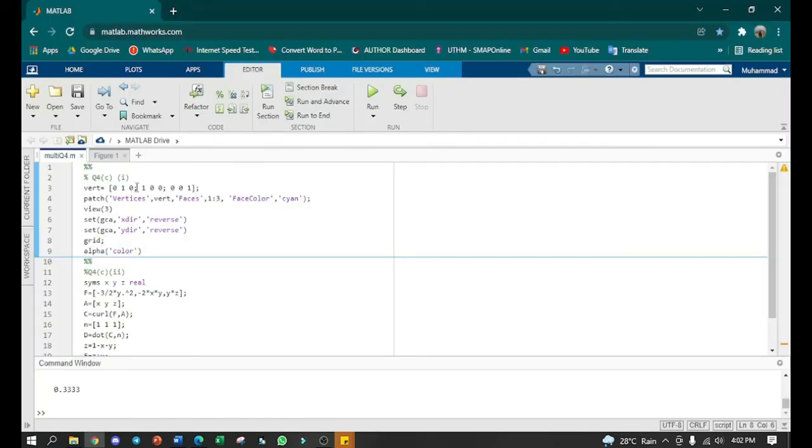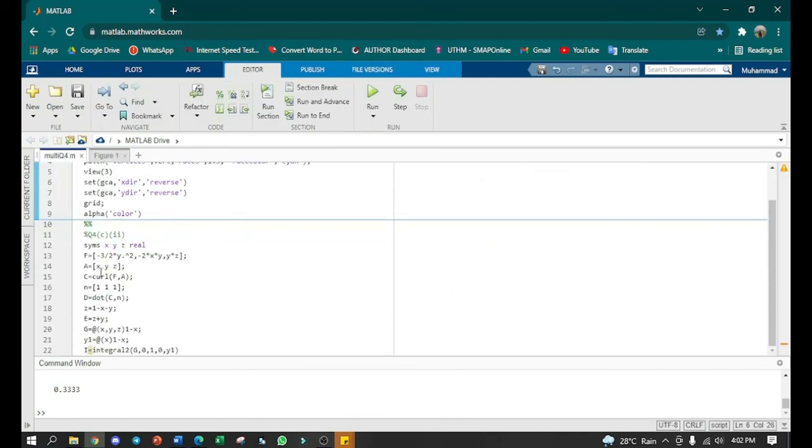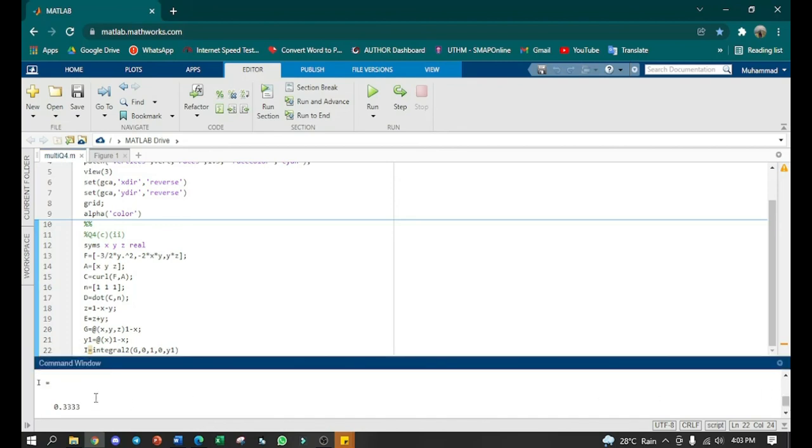Next, we go to MATLAB, insert the coordinates, and then run. This is for question 4c1, the figure of the surface plane, and then this is the code for question 2. First, we insert the equation here. Then for the last step, we integrate from 0 to 1, and integral 2 is for the double integral. Then we got the final answer. This is the final answer.